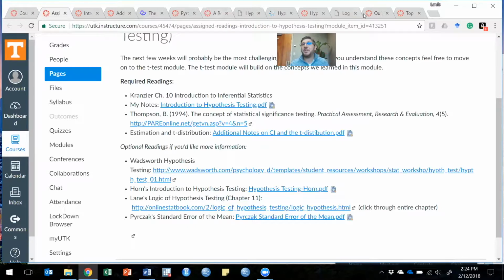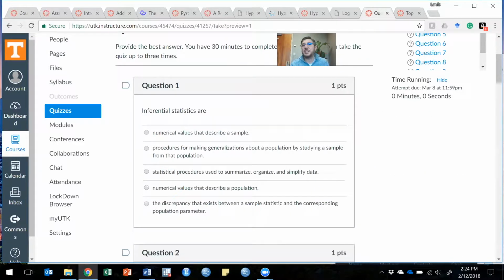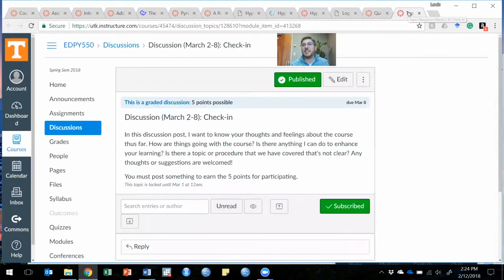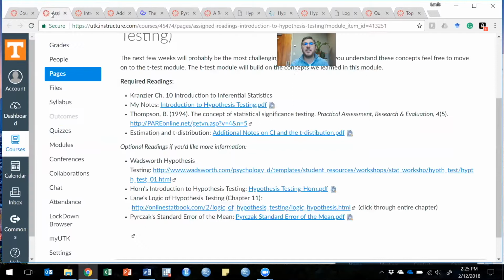The assignment for this week is a quiz on hypothesis testing, and then we'll have a little discussion topic. It's mainly just a check-in. I just want to see how everything's going with everybody. If anything's clear or not clear about what we're learning, or if there's anything I can do to improve your learning in the class, I'd like you to post it there so I can try to make this a good learning experience for you all.